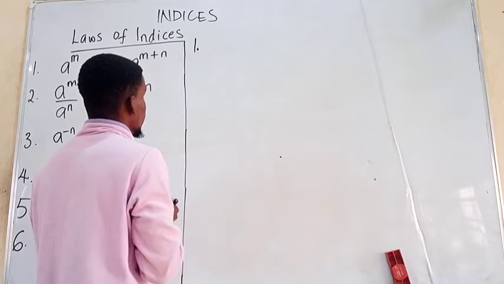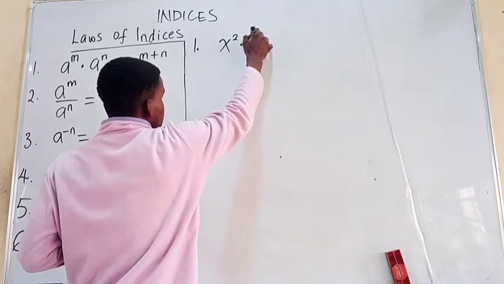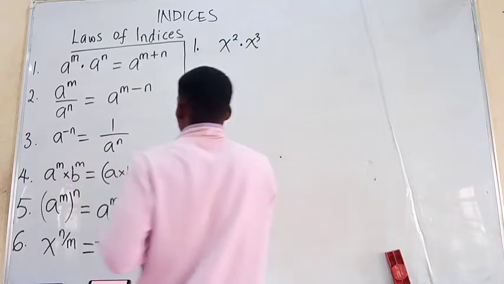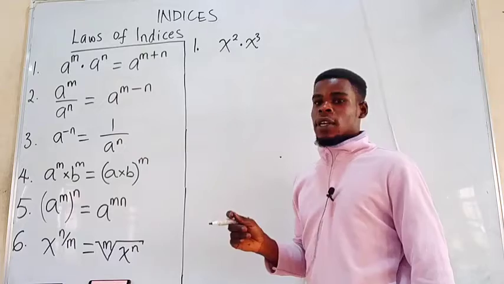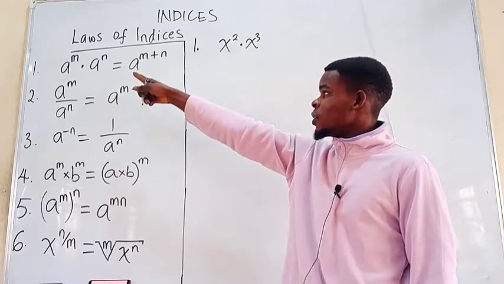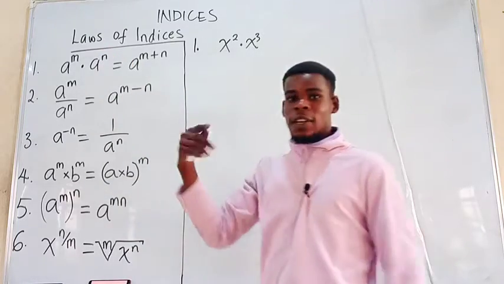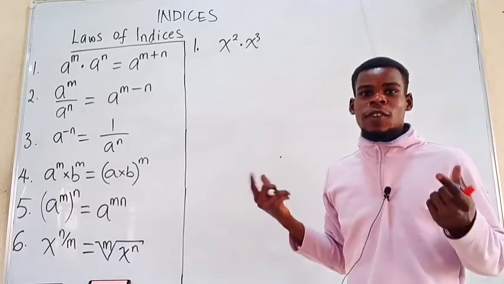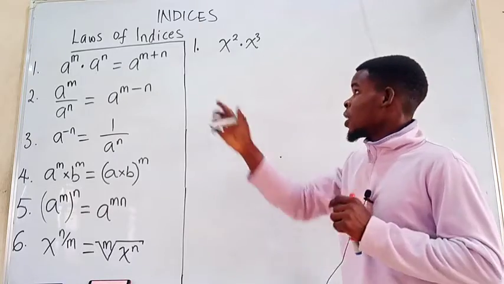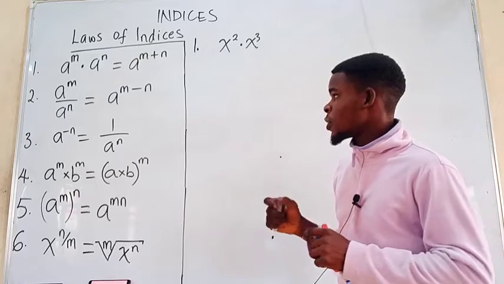Suppose we have x to power 2 times x to power 3. By comparison with the first law, we see that the bases are the same. The power there, we had it to be m, the other power, we had it to be n. So kind of different powers, but even if they are repeated, there is no problem with that. Here we have 2 and here we have 3 as the powers.